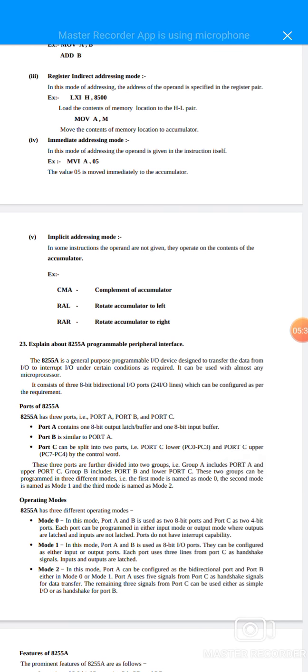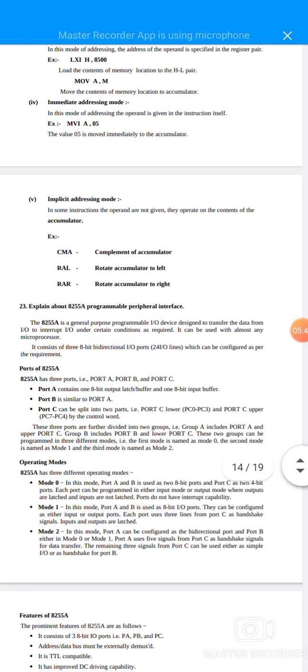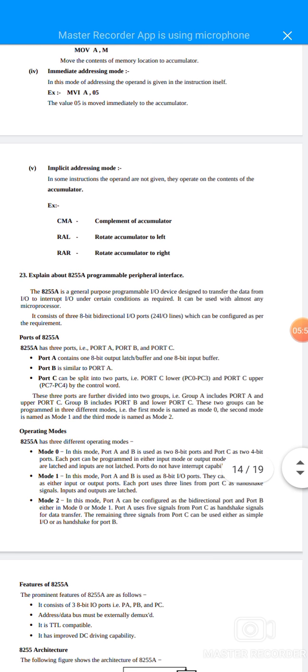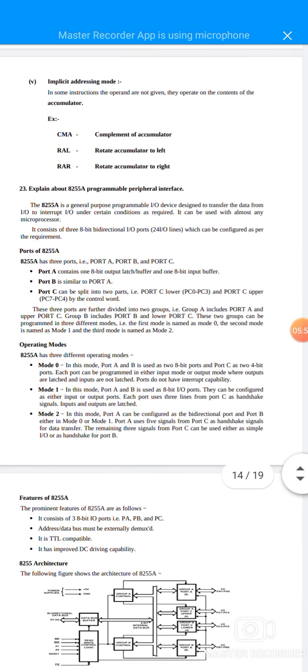Fifth one is implicit addressing mode. With some instructions the operands are not given; they operate on the content of the accumulator. For example, CMA, RAL, RAR. CMA is complement of accumulator, RAL is rotate accumulator left, RAR is rotate accumulator right.